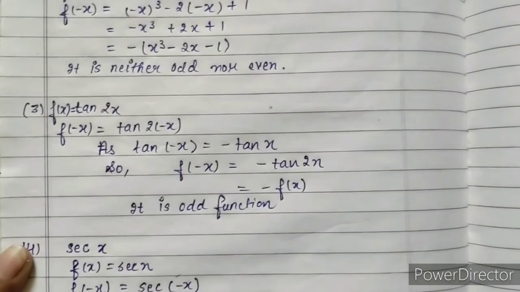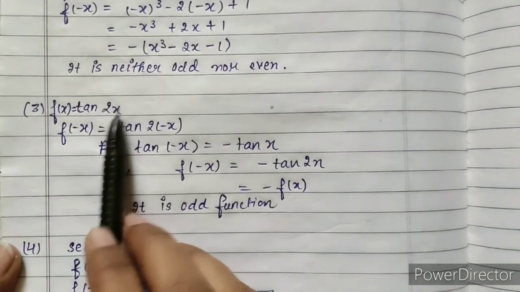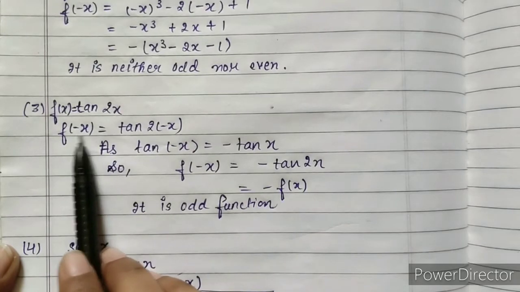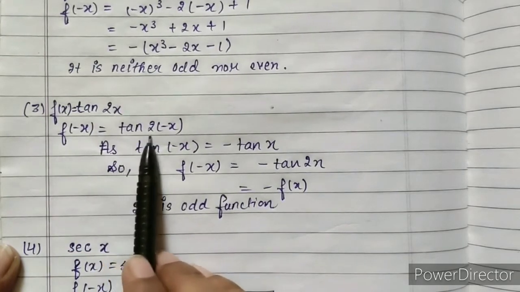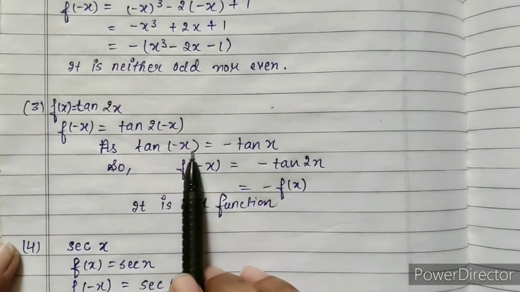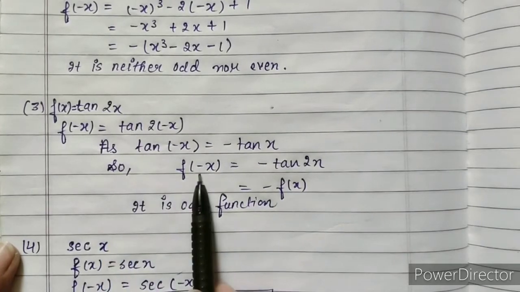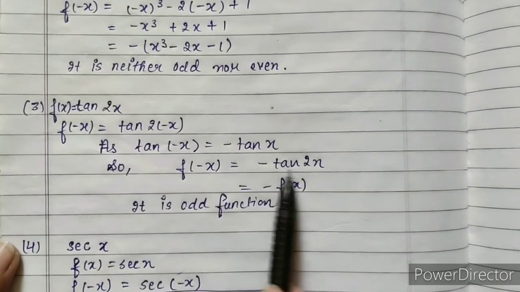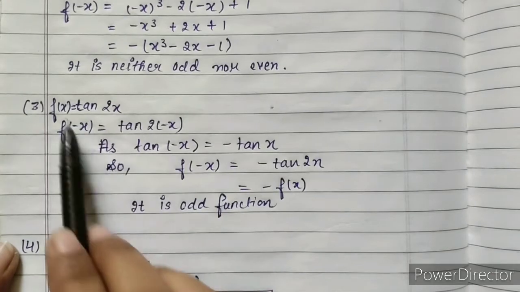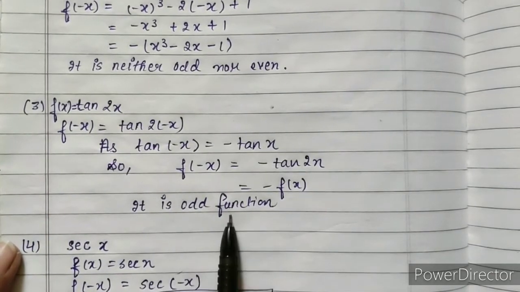Our third example is on a trigonometric function. f(x) is equal to tan 2x. We will substitute the value as -x. So here it will be tan 2(-x). As we know that tan is an odd function, tan(-x) is equal to -tan x. So here f(-x) will be equal to -tan 2x. This is equal to -f(x), so we will substitute the value as -f(x). Hence we can say that it is an odd function.